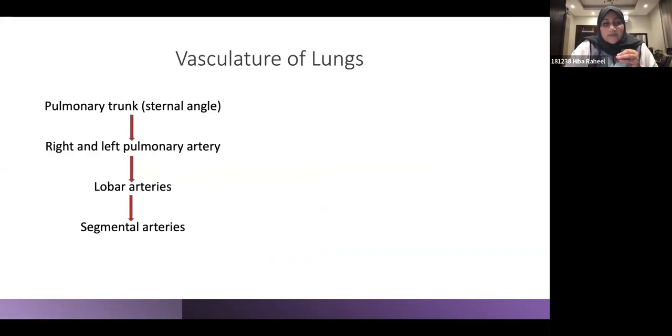Similarly, over here, we have the right and left pulmonary artery, just like the right and left main bronchus. Then we have the lobar arteries, which supply the individual lobes of the lungs. Then we have the segmental arteries that supply the segmental bronchioles or the bronchioles itself, right? The very, very tiny ones later form into alveoli. And it's these segmental arteries that form the capillary network around the alveoli.